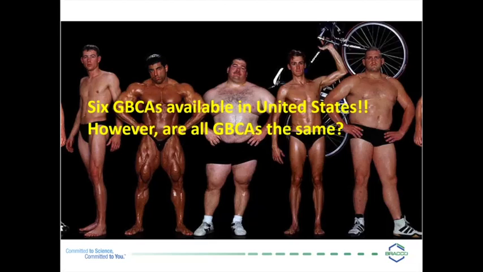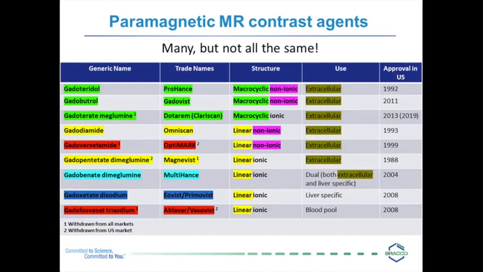One important question is, are all these agents the same? From this table, you can see some of the major differences. 4 different classes of GBCAs are commonly applied in clinical practice: linear and macrocyclic GBCAs based on the ligand structure, and ionic and non-ionic based on their net molecular charge. Omniscan and Optimark are linear non-ionic, Multihance, Magnevist, Eovist, and Ablavar are linear ionic, ProHance and Gadavist are macrocyclic non-ionic, and Dotarem is macrocyclic ionic.